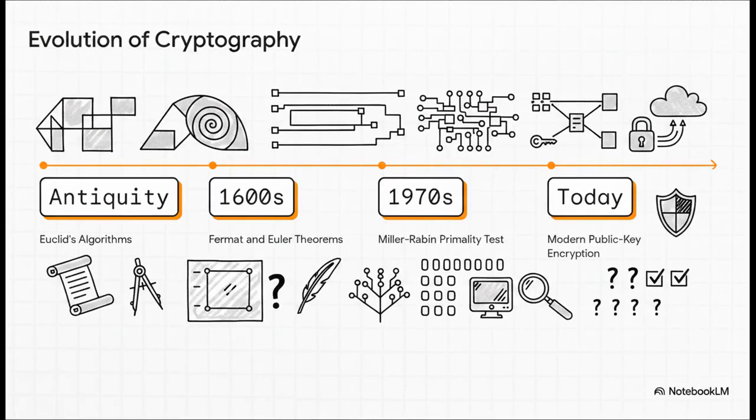We're going on a historical journey together, tracing ideas from ancient Greek number theory all the way to the complex cryptographic algorithms securing today's internet. Because our modern public key encryption isn't some recent invention cooked up in a Silicon Valley lab. It's actually the culmination of centuries of mathematical breakthroughs. From Euclid in antiquity to Fermat and Euler in the 17th and 18th centuries, right up to the Miller-Rabin primality test in the 1970s. Every single era built the necessary tools for the digital security we use today.